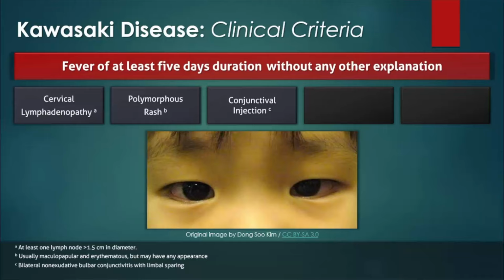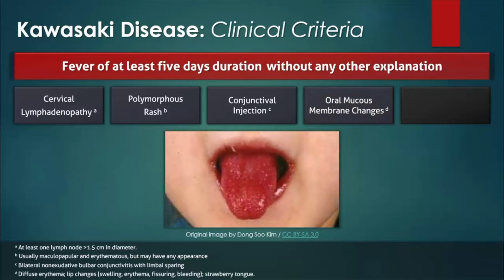Mucositis develops as Kawasaki disease progresses. There may be marked erythema of the lips, pharynx, and tongue. The lips may become swollen with cracking and bleeding, and the erythema of the tongue in combination with swollen papillae can give an appearance often described as a strawberry tongue.